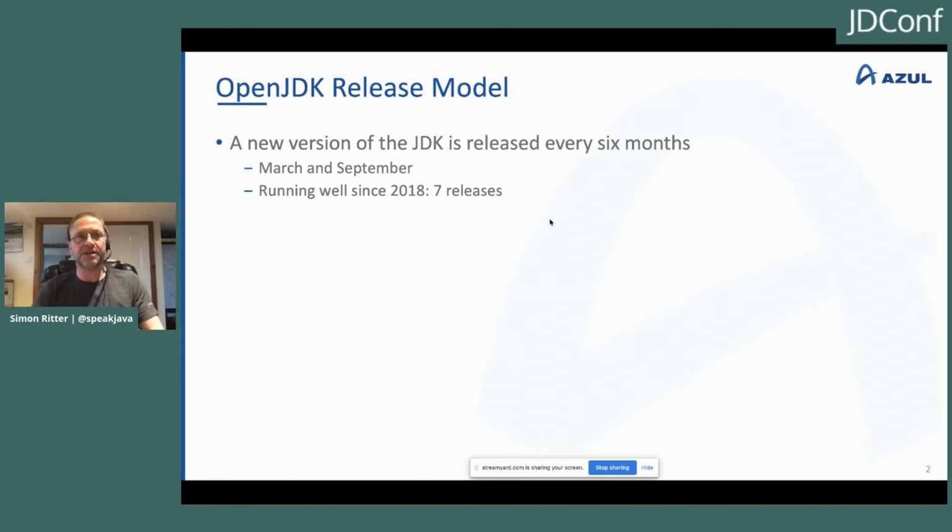We get March and we get September. And I think we can all agree that this is working very well. We've seen 7 releases in the space of 3 years, which is frankly incredible. But we've seen that the ability to add new features to Java in a controlled way is really working very well. We're seeing many more features come through much more quickly than we ever have done before.